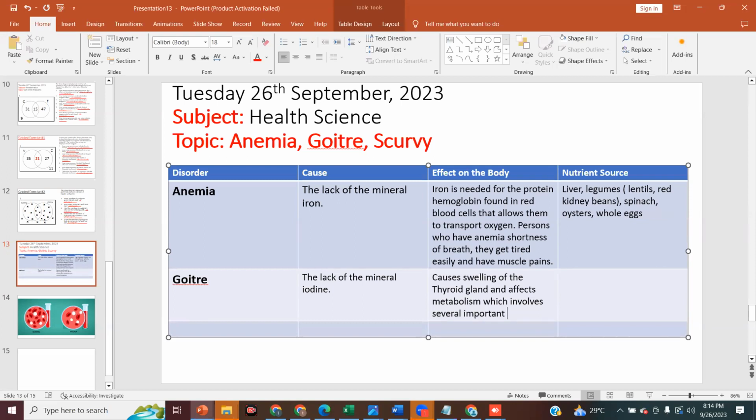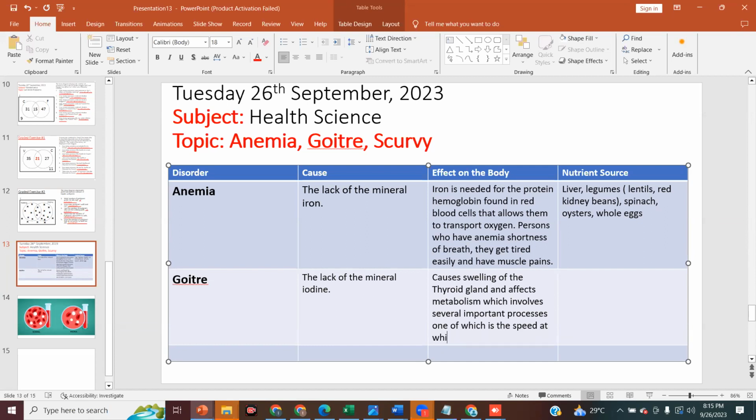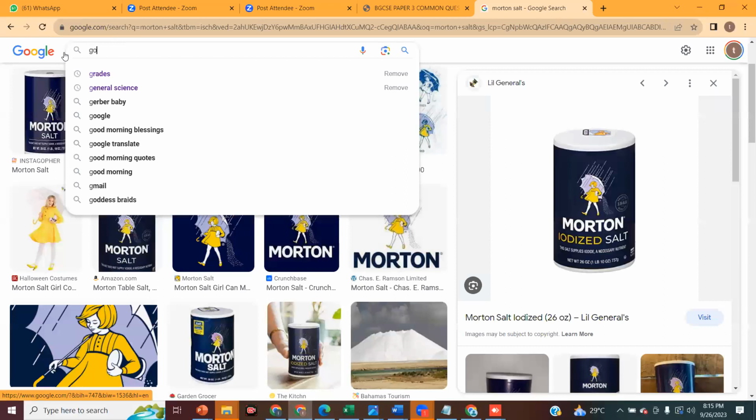Goiter, it says, causing swelling of the thyroid glands. Yes. So when a boy has an Adam's apple, if he has the disorder, would it affect the way you eat or drink? Let me show you. Maybe a picture would help. If a person has goiter, let me show you how much it swells.